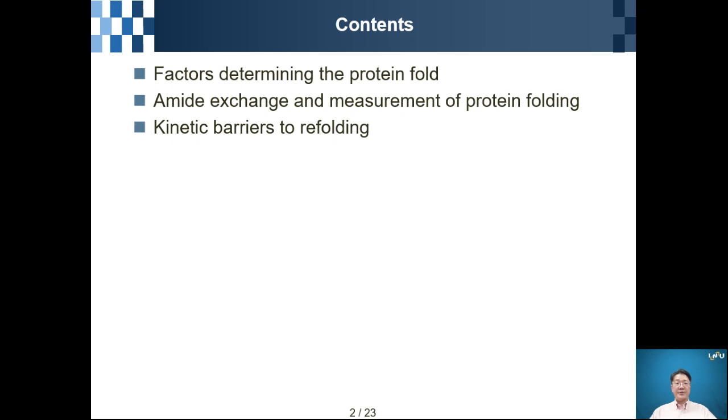Today we learned chapter 11, titled Protein Folding in Vivo and in Vitro. In chapter 11 we covered three subjects. Starting from the factors determining protein fold, we learned the four factors, and also we learned the amide exchange and the measurement of protein folding. Finally, we covered kinetic barrier to refolding. Okay, so today we will finish class.